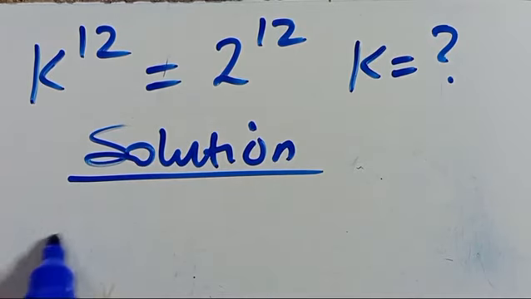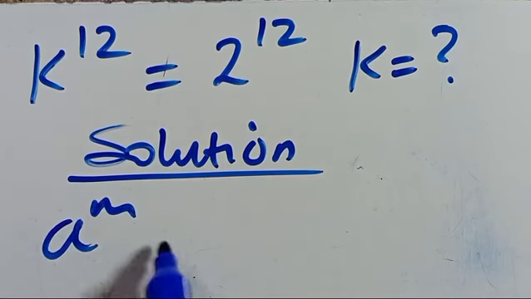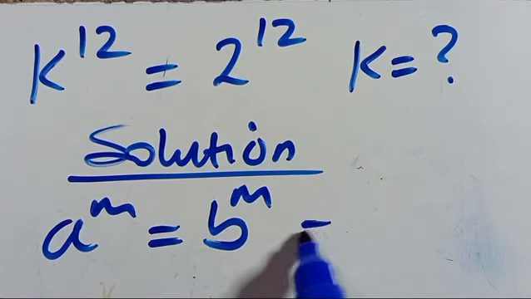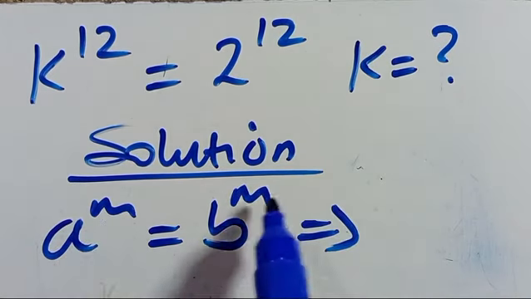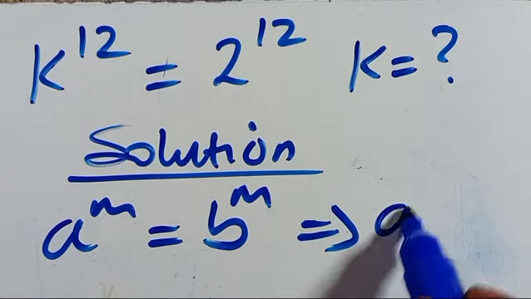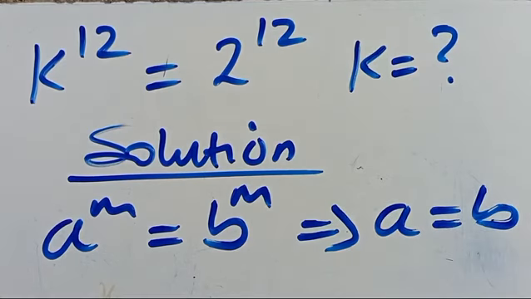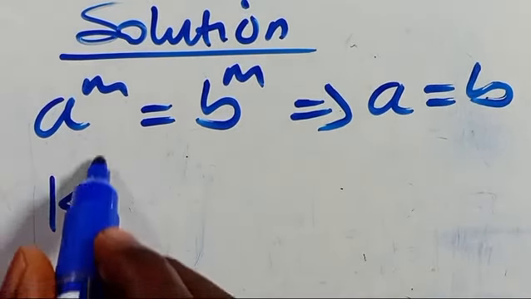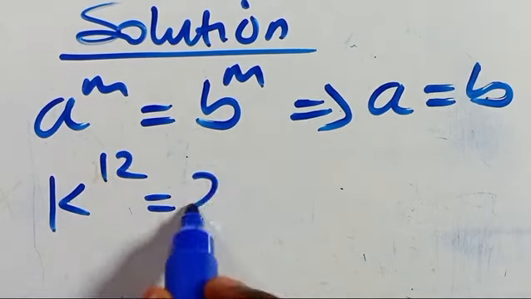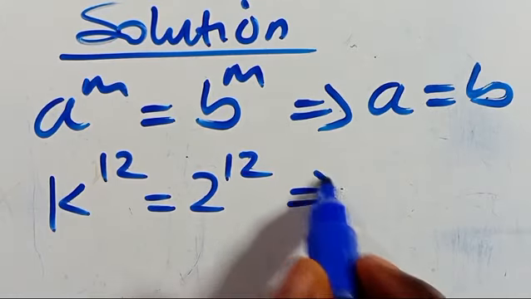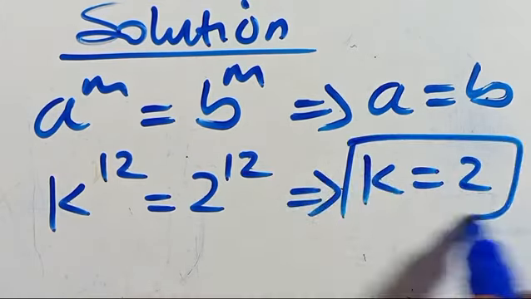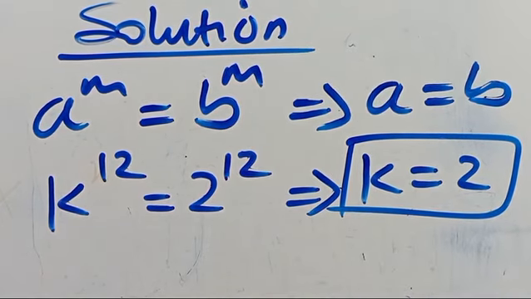Recall that when we have a to the power of m that equals b to the power of m, so far they have the same power, this implies that a equals b. So applying it here as well, we have k to the power of 12 equals 2 to the power of 12. This also implies that k equals 2, to be the first real solution.